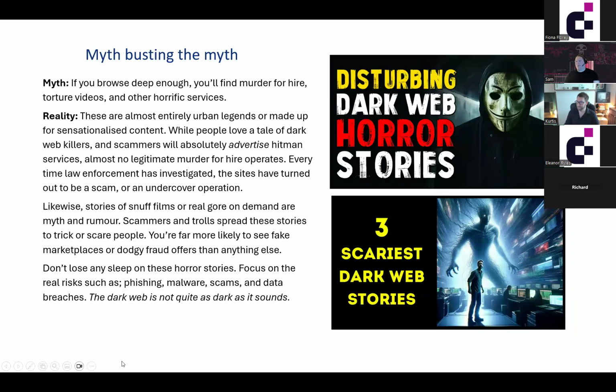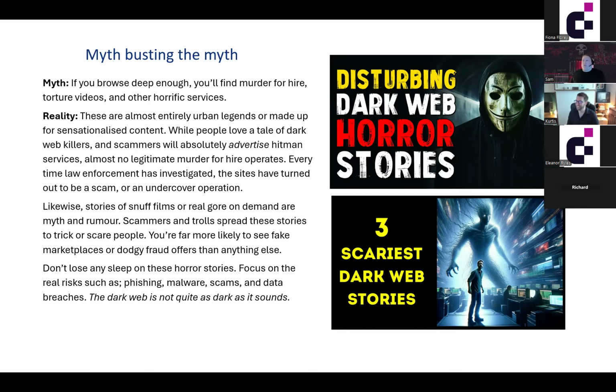So if we can go to the next slide, please. Myth busting the myth. So I hear these all the time, and I see them on YouTube. I see adverts about it. Disturbing dark web horror stories. Three scariest dark web stories. I've got these from YouTube, these pictures. No idea what Groot is doing in there. Apparently, Groot's particularly frightening, but there we go.